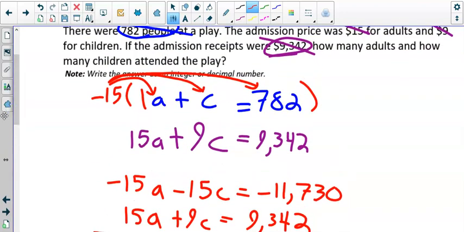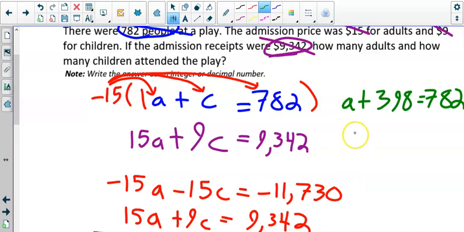How do we find A? Yeah. And you have two choices, either the blue one or the purple one. Yeah, I would definitely go with the blue one. That is the easier of the two choices. So all we're going to do is go into this blue equation up here, and it will be A plus 398 equal to 782. So how many adults? 384 adults. Done.